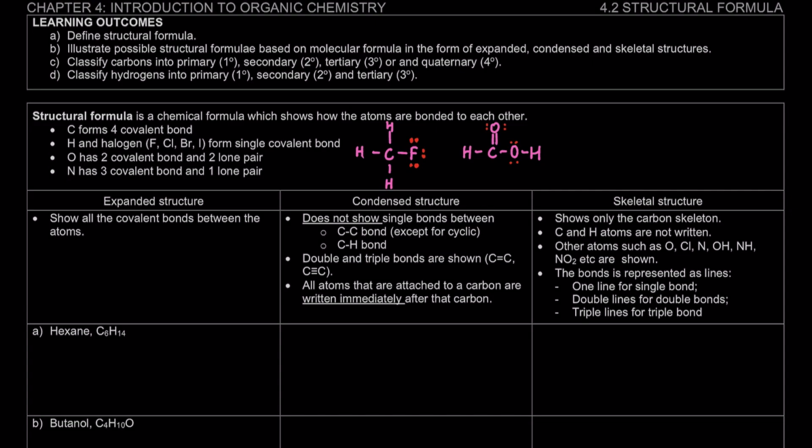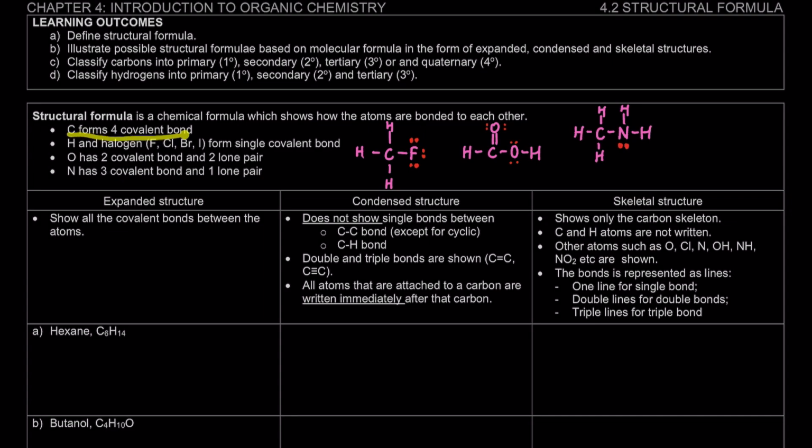Last but not least, we have N, nitrogen. Nitrogen has 3 covalent bond and 1 lone pair. So for example, again, I'm going to show you for the example of amine. Amine or methanamine, we have carbon. It has 4 bond. And then it is bonded to nitrogen. Nitrogen, it prefer to have 3 bond. So here, 3 covalent bond. 1, 2, 3. And then 3 covalent bond and 1 lone pair. So lone pair here to the nitrogen.